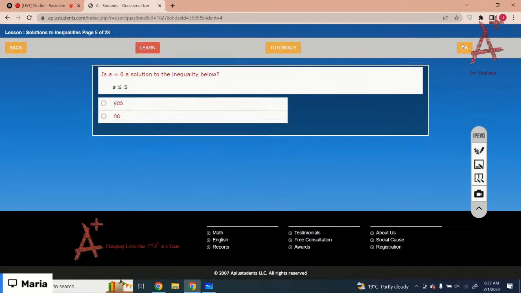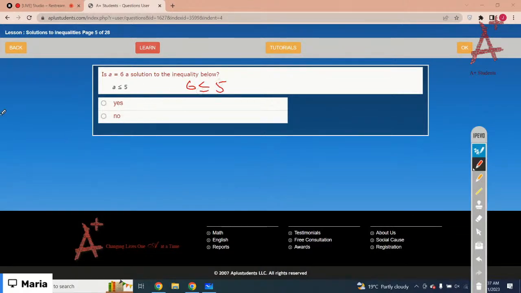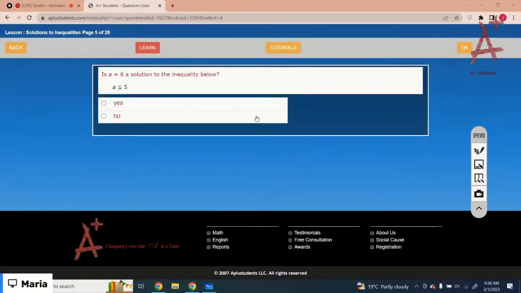Okay, the next one is, if A is equal to 6, is a solution of the inequality below? Let's just replace the value of A. 6 is less than or equal to 5. Is it true or false? No, 6 is neither less than nor equal to 5. So the correct option is no. That means 6 is not a solution of the inequality. Got it?